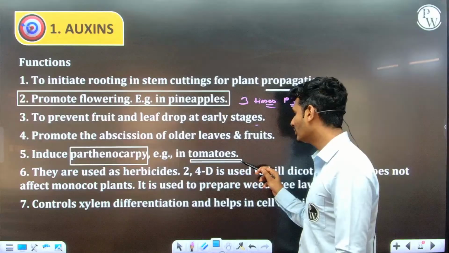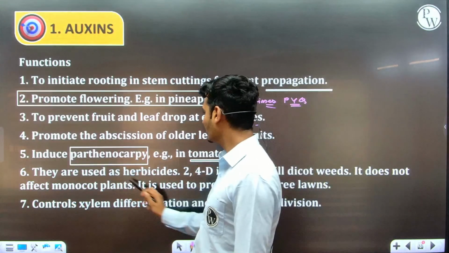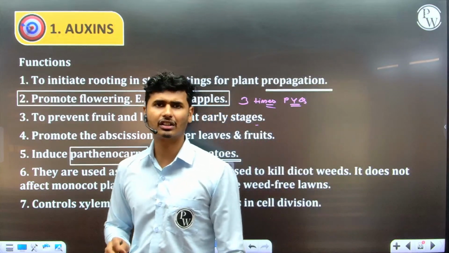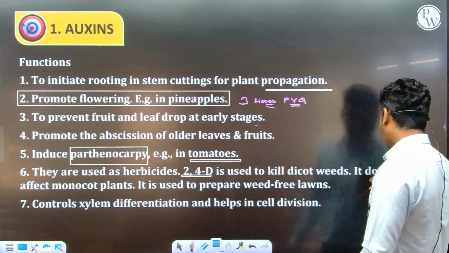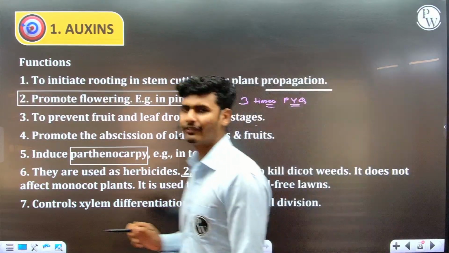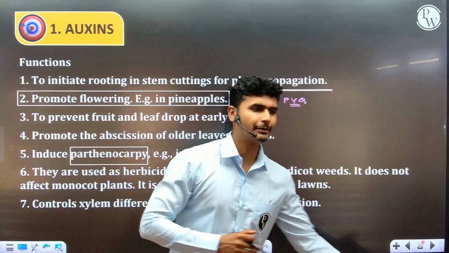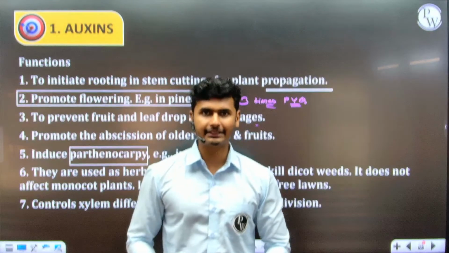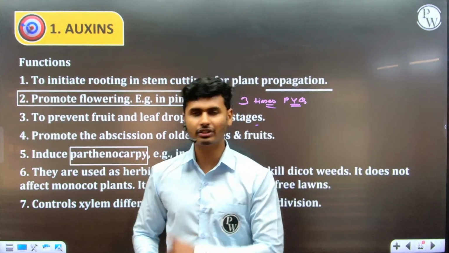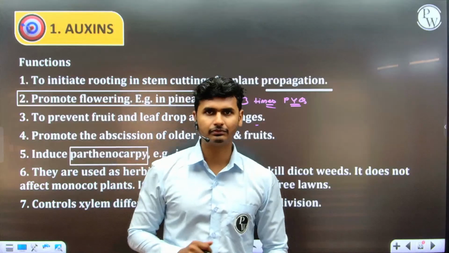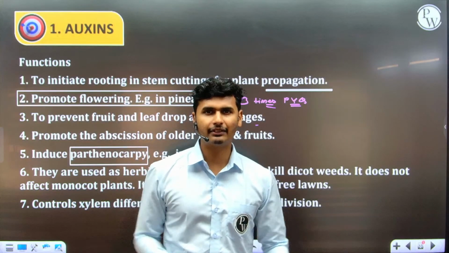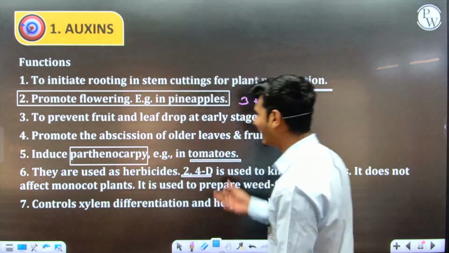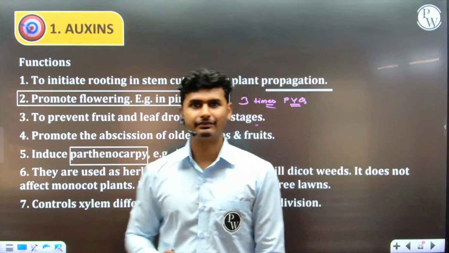In the case of tomato, auxin is responsible. They are used as a herbicide, 2,4-D. It is a herbicide which kills dicot weeds and does not affect monocot plants. If I'm farming wheat and there are dicot weeds present on both sides of the plantation, if I spray 2,4-D, then it will definitely help to kill the dicot weeds and protect the monocot plant, that is the wheat plant. But we can't use this in a field of dicot plants.